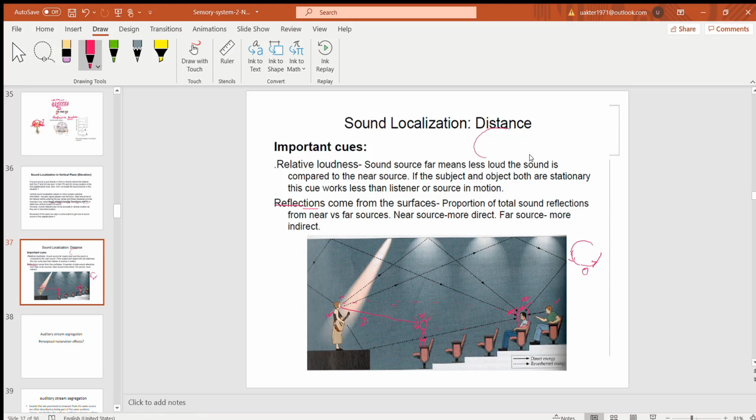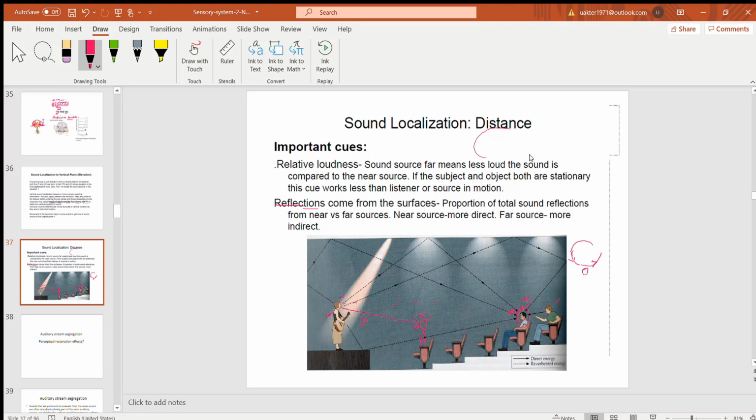And by comparing the change of intensity, your auditory system determines whether the object is coming towards you or going away from you, right? Based on the timing over time. So that is another very important cue, right? The change of intensity or pressure of sound.